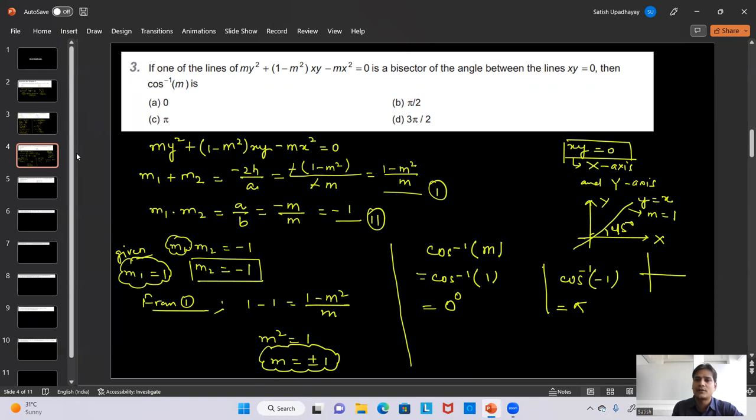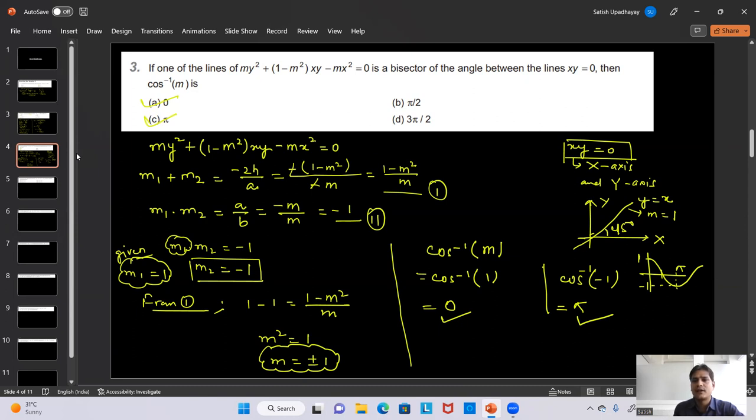If you see the graph of cos theta, it is like this. This value is 0, this is pi by 2, and this is pi. At pi, the cos function gives minus 1, and at 0, it's 1. So cos inverse of 1 will be 0, and cos inverse of minus 1 will be pi. So this also seems to be a multiple correct question. Option A is correct, and pi is in option C, so both A and C will be correct.